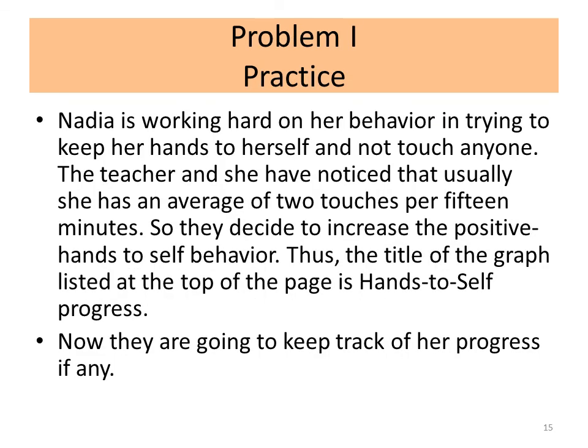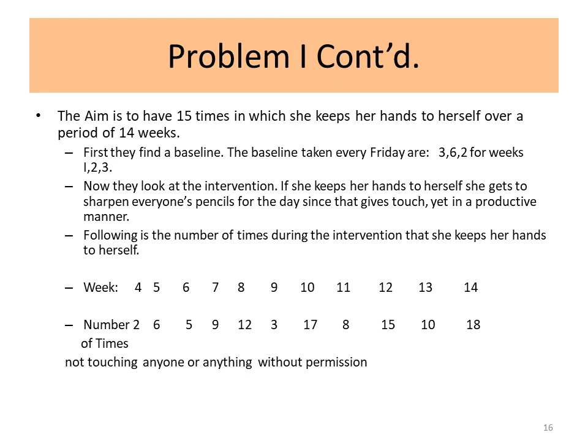Okay, this is the problem. Nadia is working hard on her behavior and trying to keep her hands to herself and not touch anyone. The teacher and she have noticed that usually she has an average of 2 touches per 15 minutes. So they decide to increase the positive hands to self behavior. The title of the graph listed at the top of the page or PowerPoint is Hands to Self Progress. Now they're going to keep track of her progress, if any.